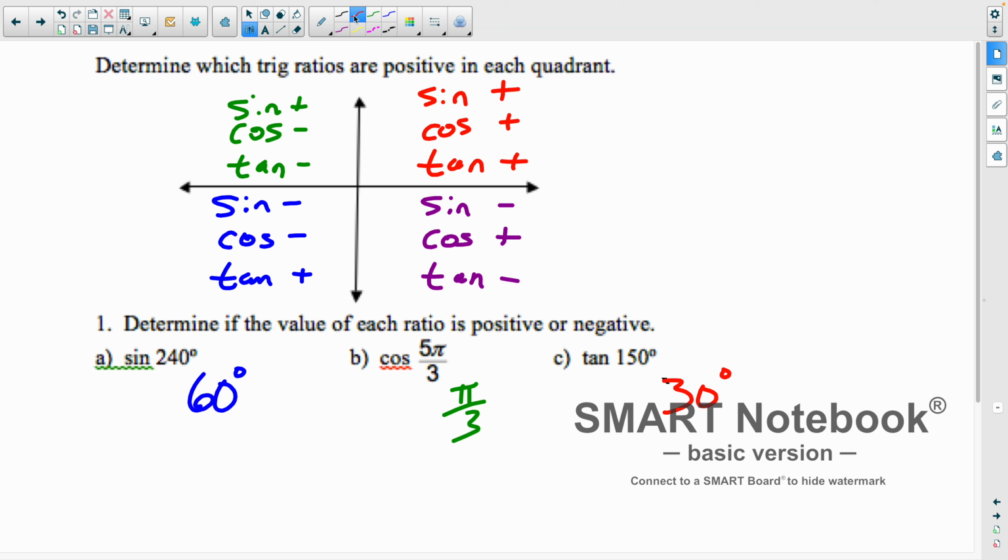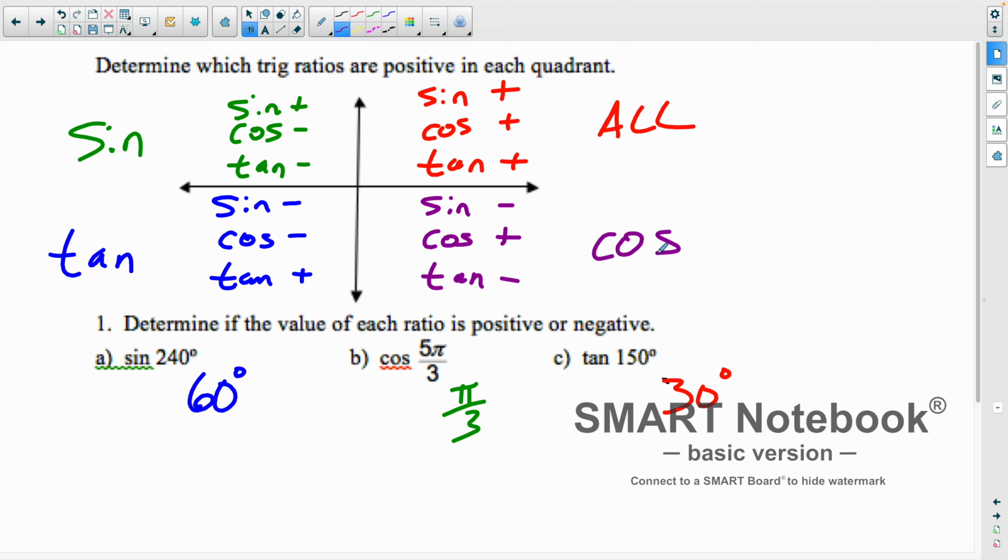I did more than what they really asked for, because what they asked for there is which ones are positive. So you just got to remember which one's positive, and everything else is negative. Well, in the first quadrant, what's positive? All of them are. All of them are positive there in the first quadrant. Okay? In the second quadrant, which one's positive? Sine. In the third quadrant, the one that's positive, tangent, sorry. And in the fourth quadrant, it's cosine.